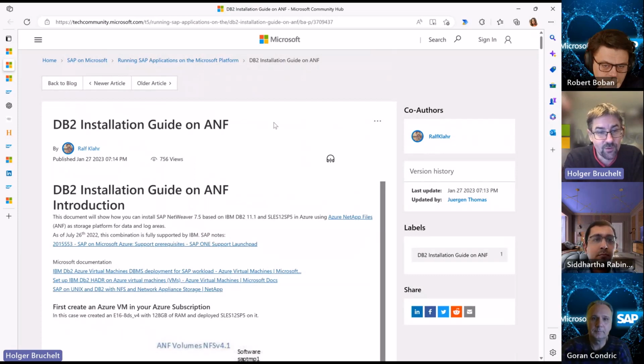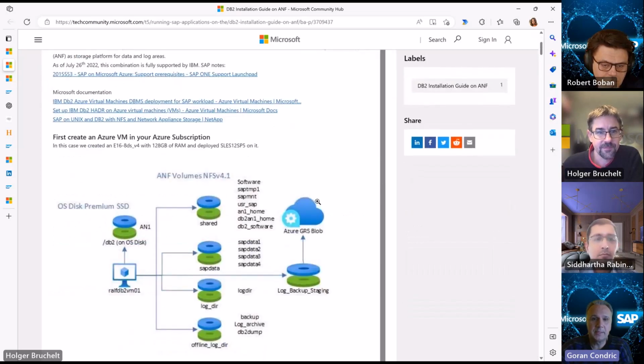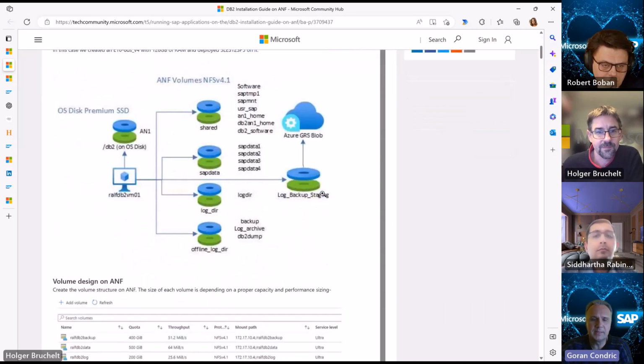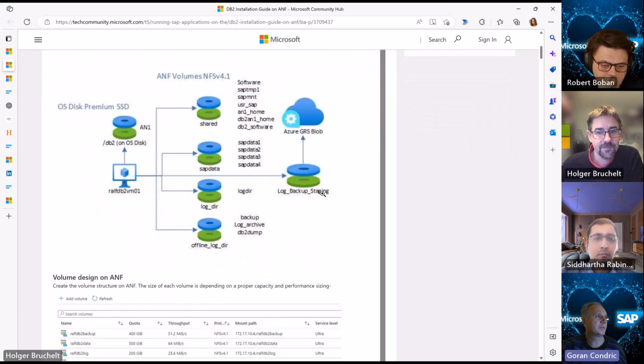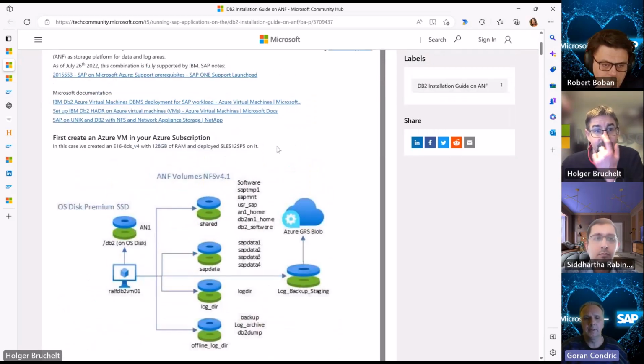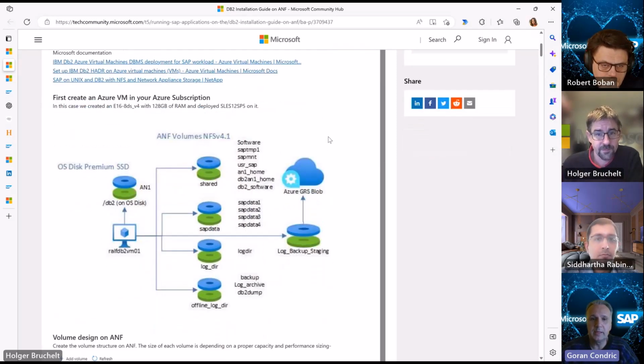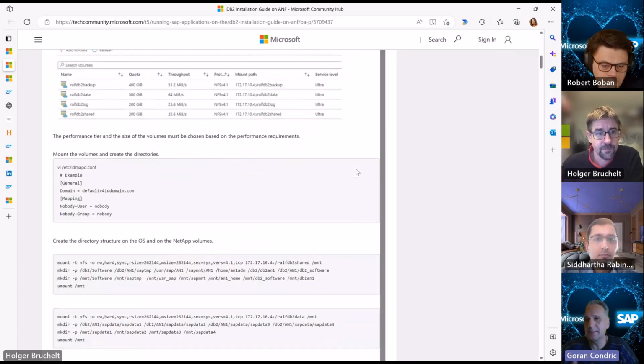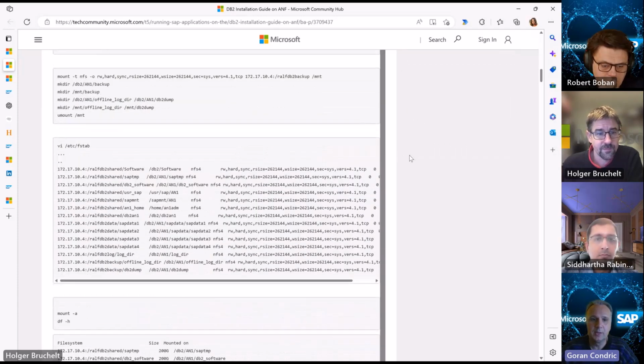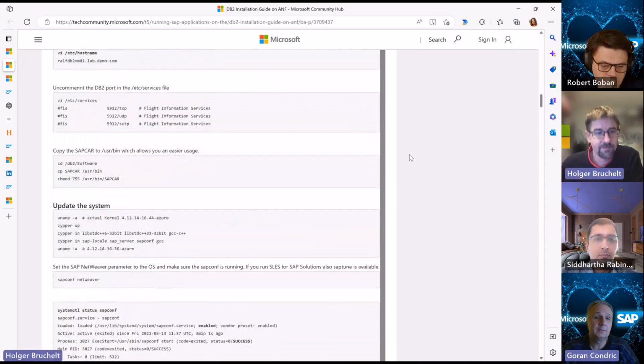Similarly, on our running SAP applications on the Microsoft platform blog post, there were two additional blog posts, one other from Ralf. Goran. Yeah, so another really interesting one, DB2 installation on Linux on ANF. He went really step-by-step. He's installing NetWeaver 7.5 on SLES, I believe, and DB2 11. One important part is to show how exactly the disk layout looks, and then he went step-by-step, configuring the storage, formatting, mounting, and then even doing the installation.